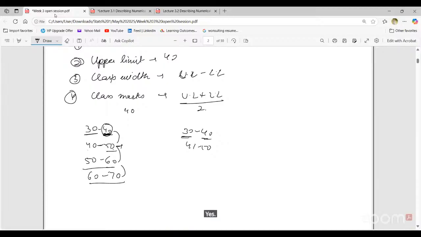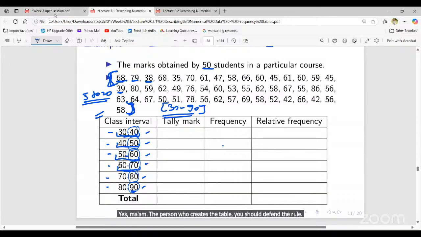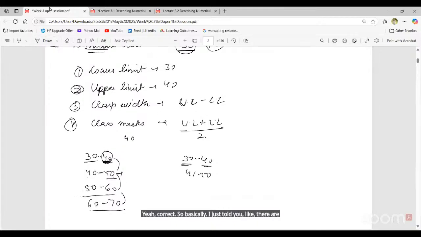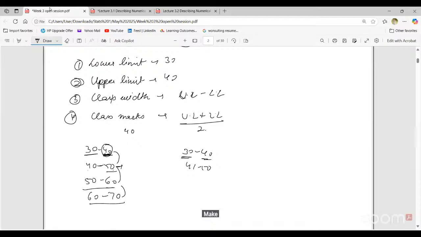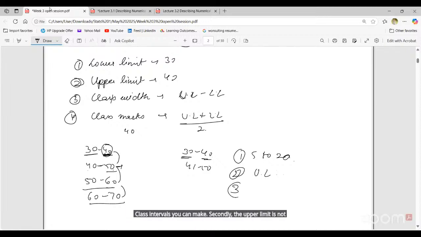Yes, ma'am. The person who creates the table should define the rule, right? Yeah, correct. So basically, I just told you there are a few rules that you have to make sure of. The first thing is you can make 5 to 20 class intervals. Secondly, the upper limit is not included. Third, all the values, like 68, would belong to one class interval. These are my rules. Now you understood? Yes, ma'am. Okay, fine. Let's continue then.